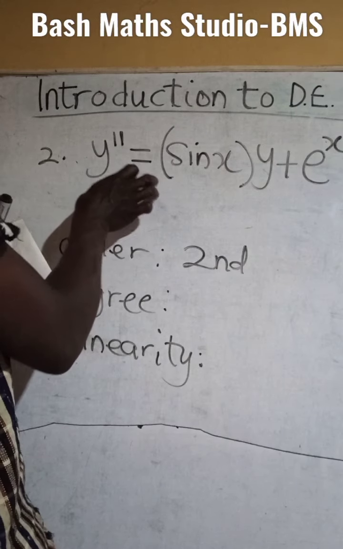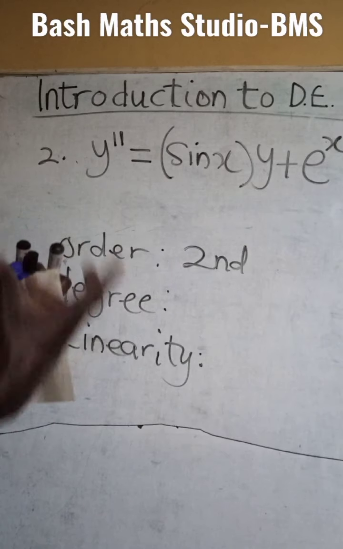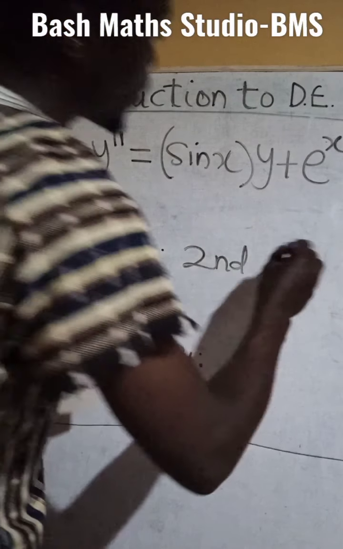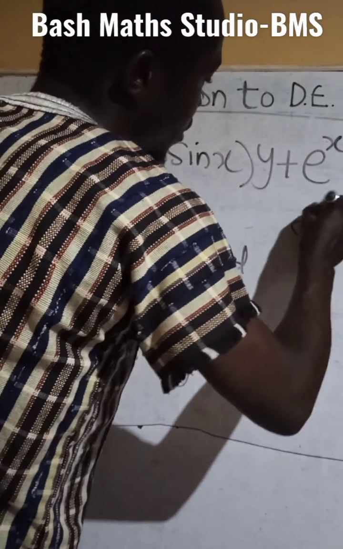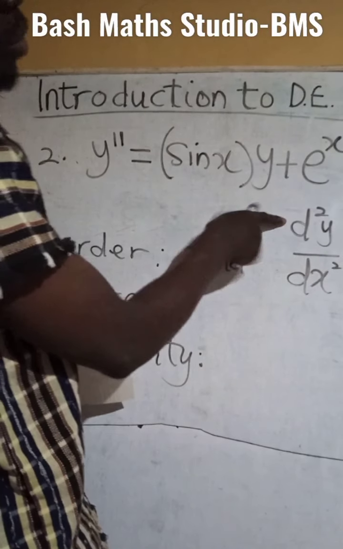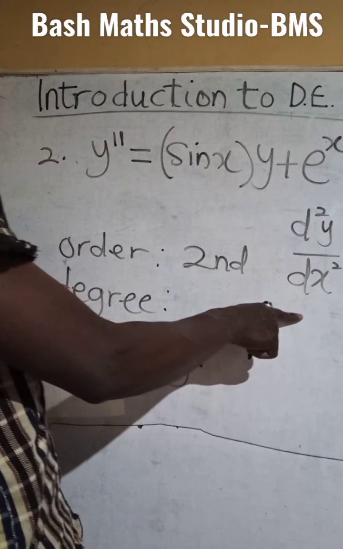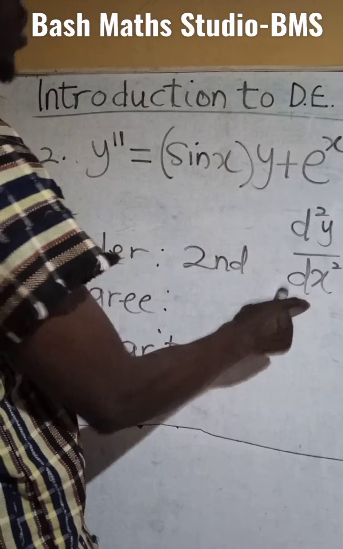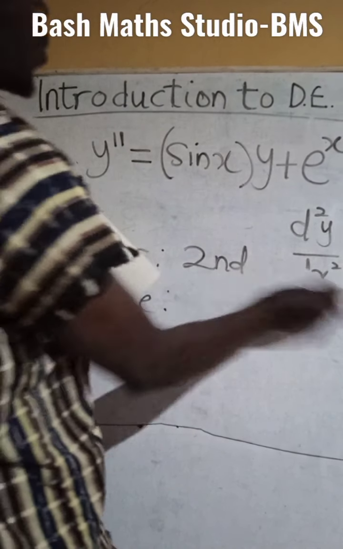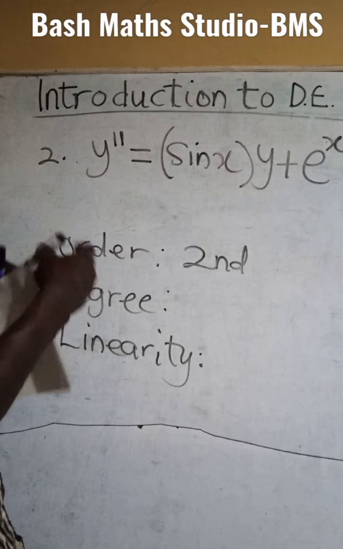It means the equation is differentiated a second time, or 2 times. That is why we have y prime prime. Note that y prime prime can also be written as d squared y over dx squared, meaning that y has been differentiated twice with respect to x. So that is what we mean by y prime prime. So it is second order. The highest derivative there is second order.